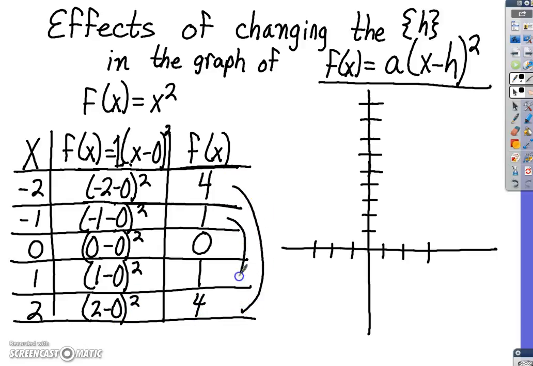Notice here, same as before, we have our symmetry. We can see where our vertex is right here, at 0, 0. We've got symmetry at 1, 1 and negative 1, 1, then at 2, 4 and negative 2, 4, and then at 3, 9 and negative 3, 9. So this is what our parent function looks like. This is where we start off, the base of everything. So we're going to look tonight at changing that h inside and see what happens.